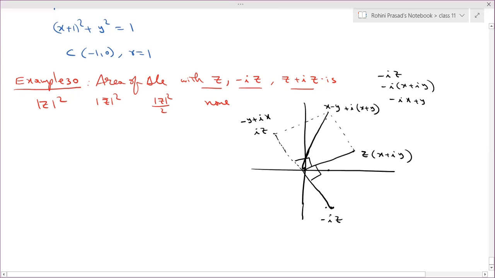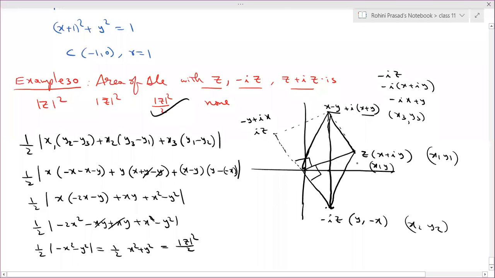And they want the area of this triangle. This triangle area they want. So they can use the area of the triangle formula. So it's just the calculation. If you take z equal to x plus iy, you get iz as minus y plus ix, and z plus iz as x minus y plus i times x plus y, and you have the area of the triangle formula. In that, substitute the 3 points and simplify, you get this.